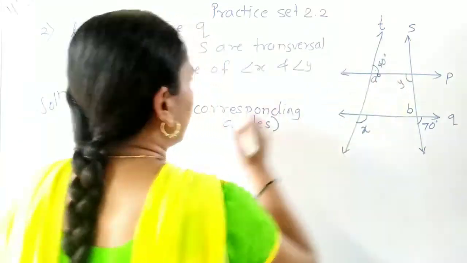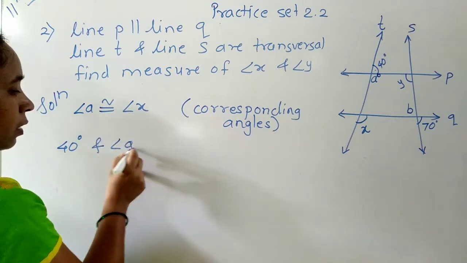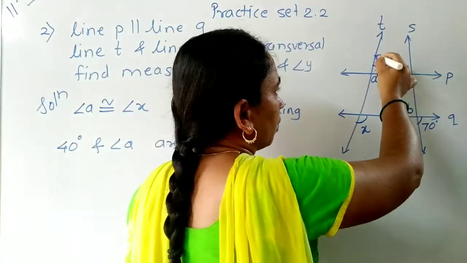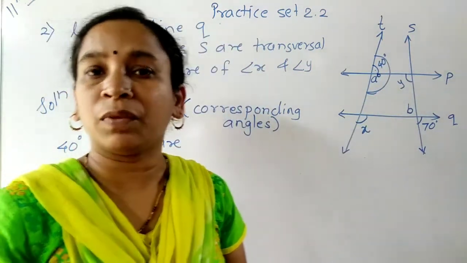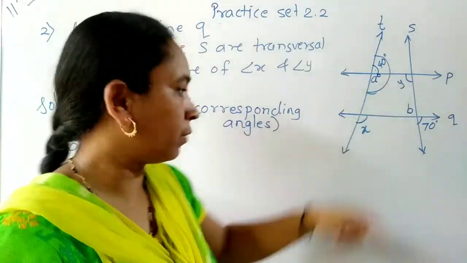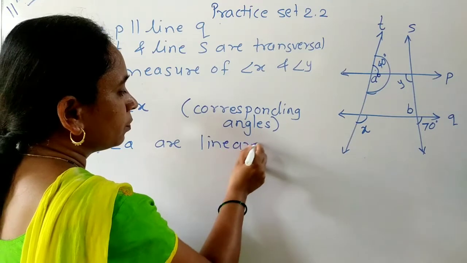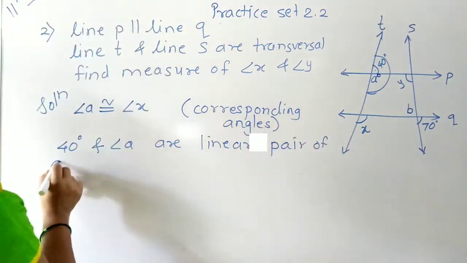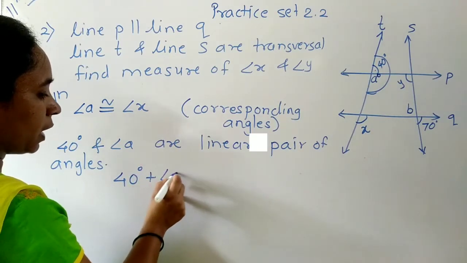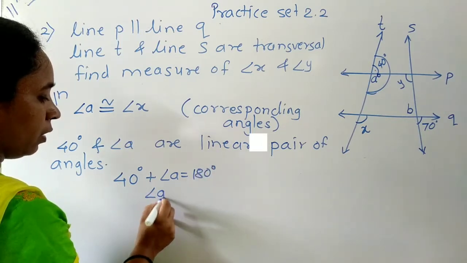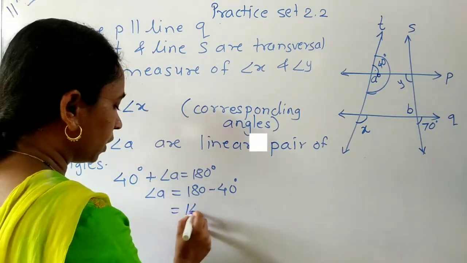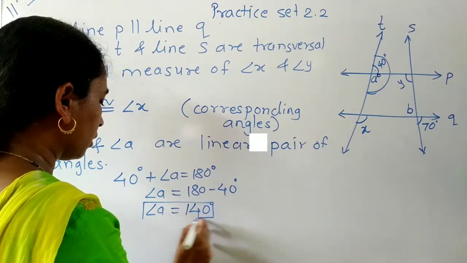Now, check the relation of 40 degree and angle A. 40 degree and angle A are linear pair of angles. They lie on this line and they make the complete straight angle. So, these are the linear pair of angles and we know the property of a linear pair of angles is that those are supplementary, because see here they make the straight angle. So, their addition would be 180 degrees. So, what is the property of a linear pair of angles? Those are supplementary. Supplementary means their addition. 40 degree plus angle A is equal to 180 degree. Transfer 40 degree on this side. So, 180 minus 40, answer comes 140 degree. So, angle A, we have got 140 degree.